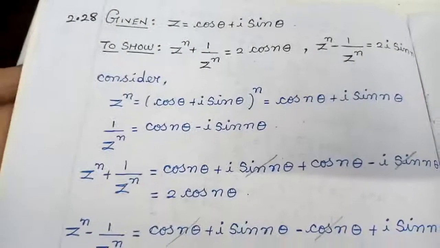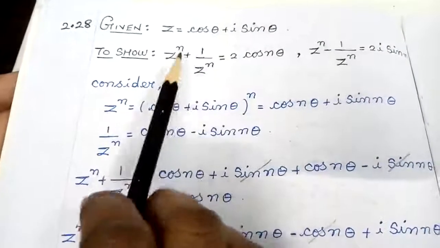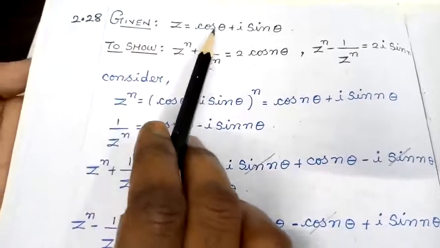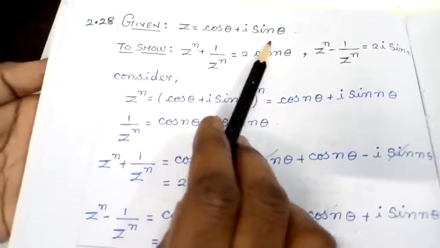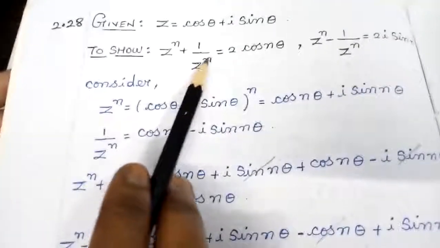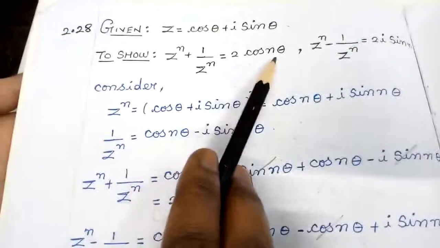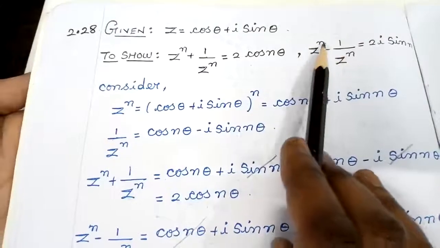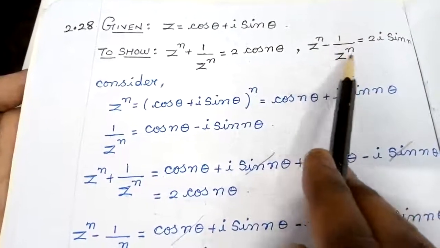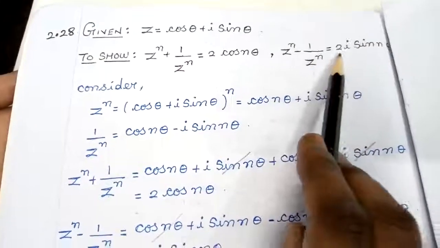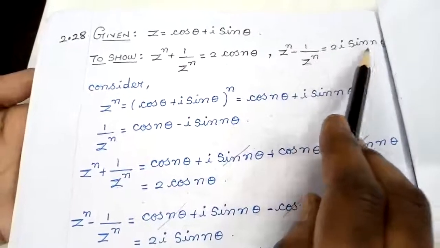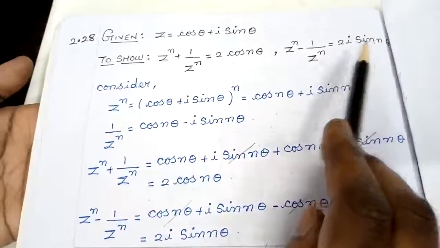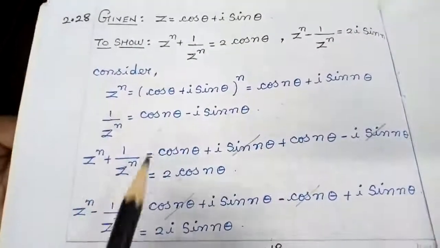Example 2.28, they have given you this condition, students, that is z equal to cos theta plus i sin theta. They are asking you to show this: z to the power n plus 1 divided by z to the power n is equal to 2 cos n theta, and z to the power n minus 1 divided by z to the power n is equal to 2i sin n theta. So that is the concept they are telling here. Very easy calculation. I will tell you the method.